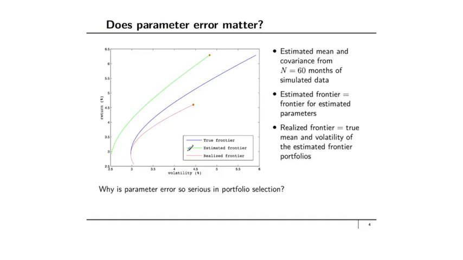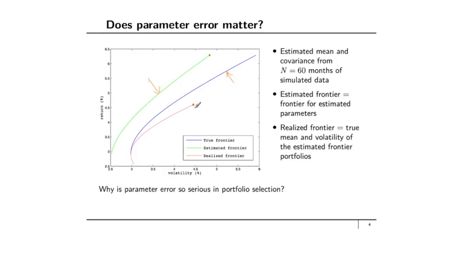I have a mean vector, I have a covariance matrix. So I can construct an efficient frontier using that data. I'm going to call that the estimated frontier. So the green line here on this slide is the estimated frontier. It's the frontier that has been computed using an estimate for the mean and an estimate for the covariance matrix. The blue line is the true frontier. This is the frontier corresponding to the unknown true mean and the unknown true covariance matrix.